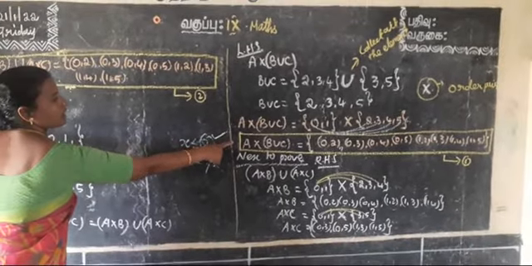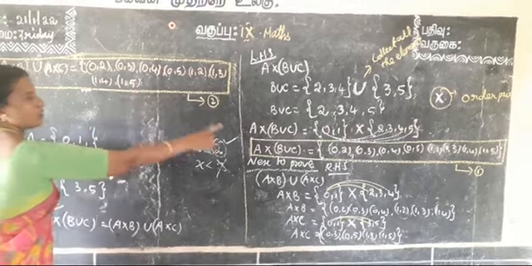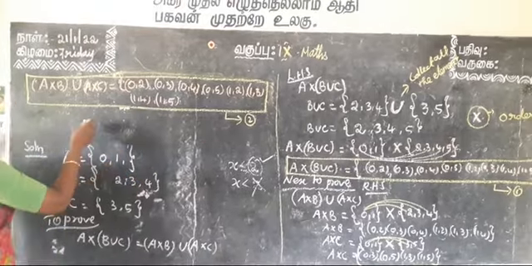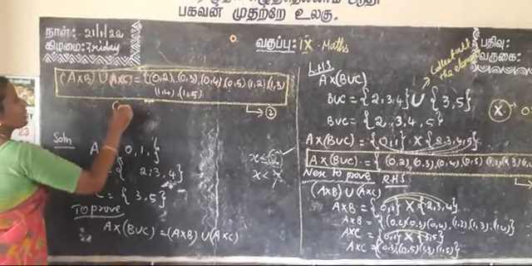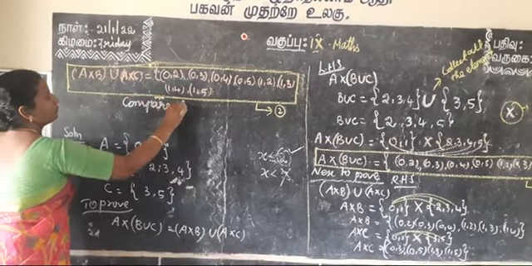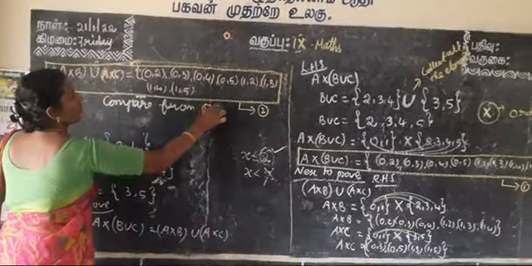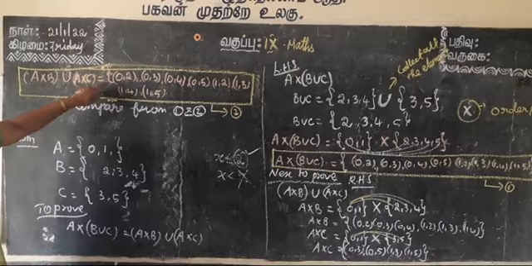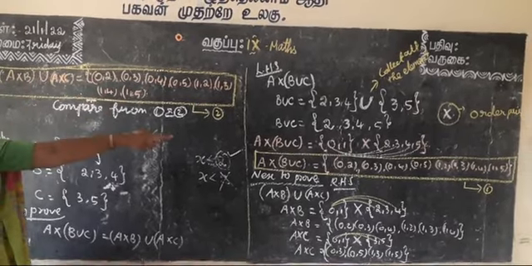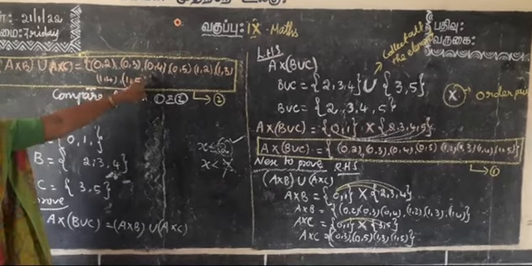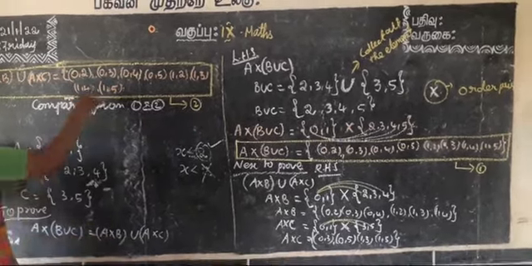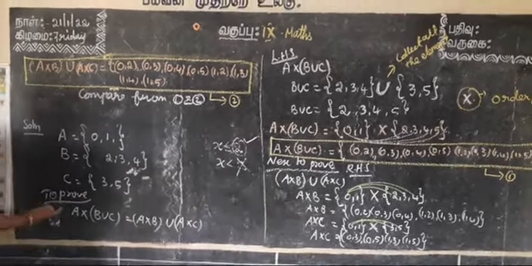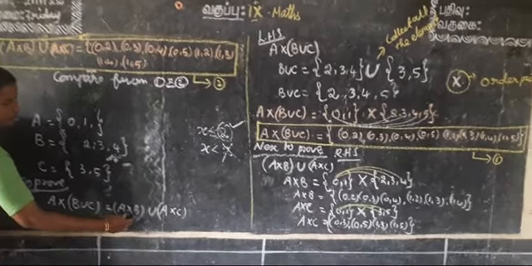Next, compare 1 and 2. You compare the left hand side answer and the right hand side answer. Compare 1 and 2, right? Compare means both are equal. 0, 2 and 0, 2. 0, 3 and then 0, 3. And here 0, 4, that also 0, 4. Likewise all the elements are equal from 1 and 2. Clear here? So what is our aim? A cross B union C is equal to A cross B union A cross C.